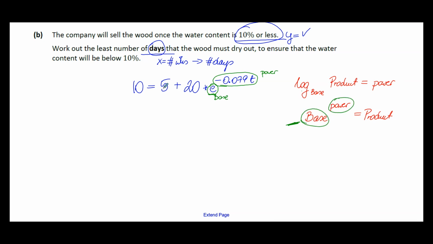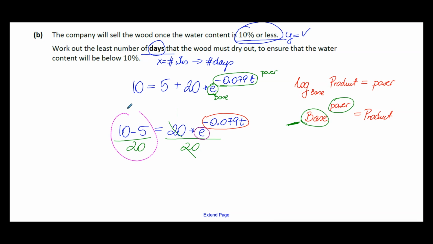That's it. So we have to eliminate 5 and 20. First, we take 5 to the other side, therefore changing the sign. And then we are left with 20 multiplied by e to our power. So to eliminate multiplication, to eliminate 20, we divide both sides of the equation, because 20 divided by 20 is 1. So I am left only with e here. So that is my base. That is my power. And that means that's my product.